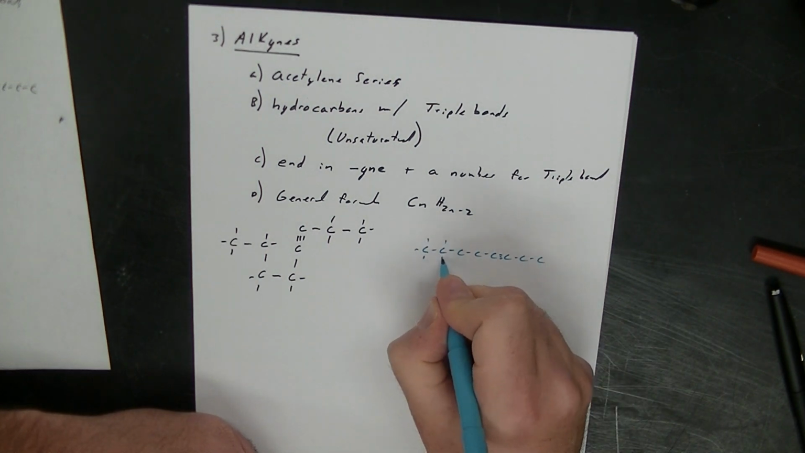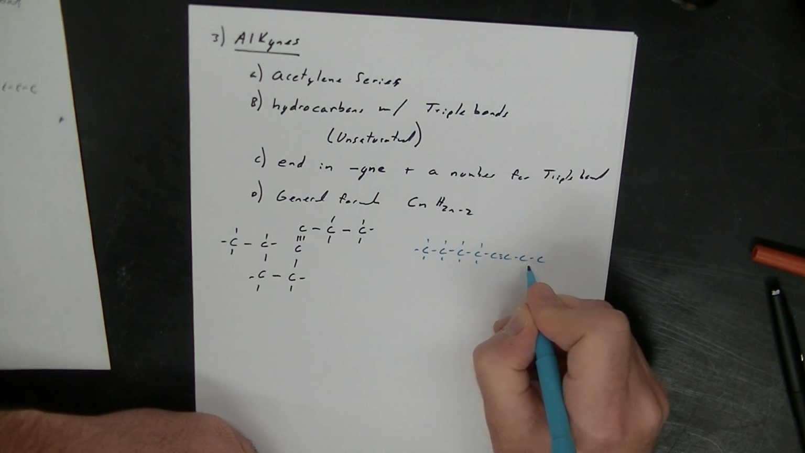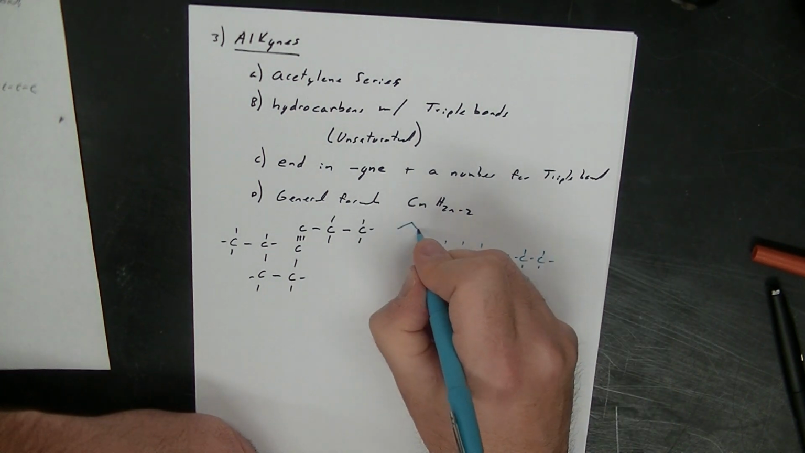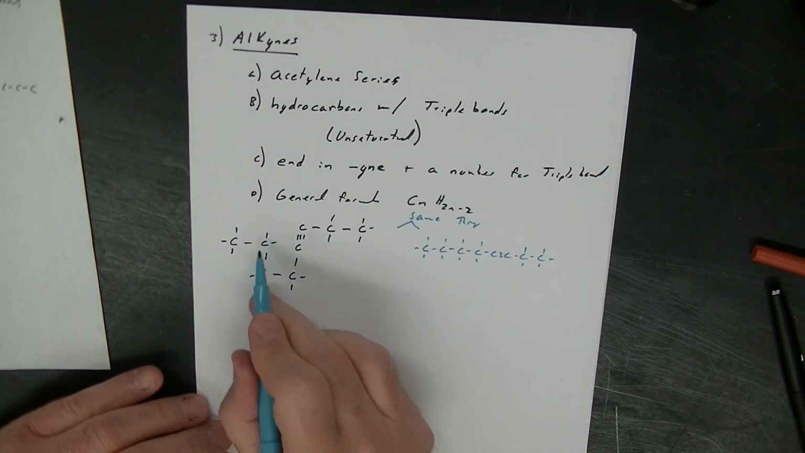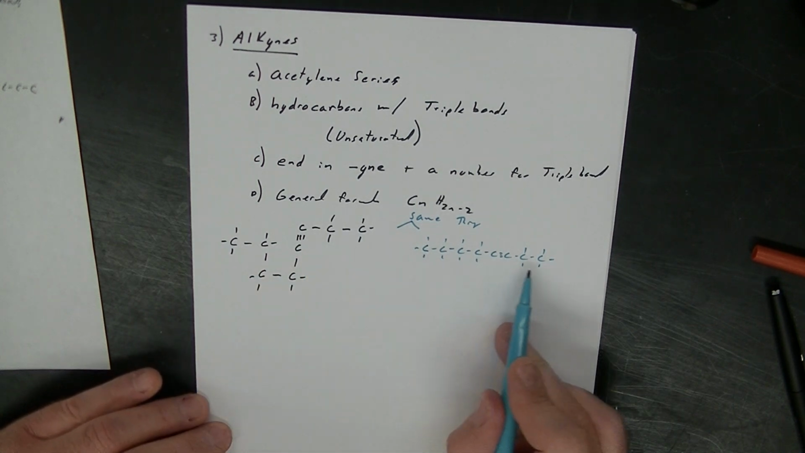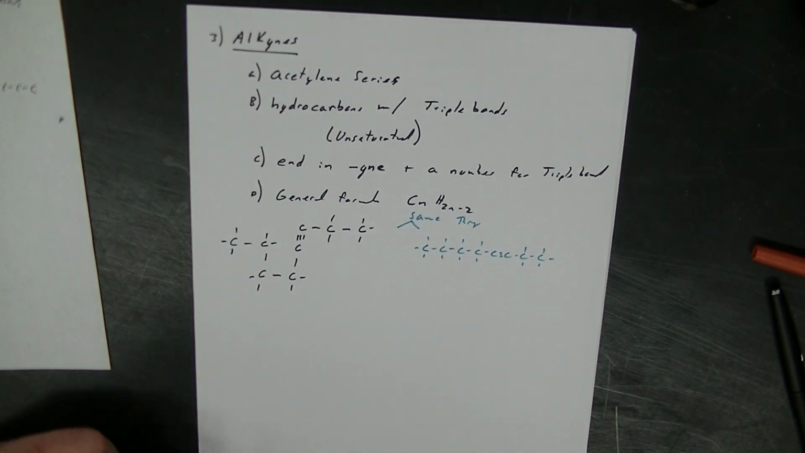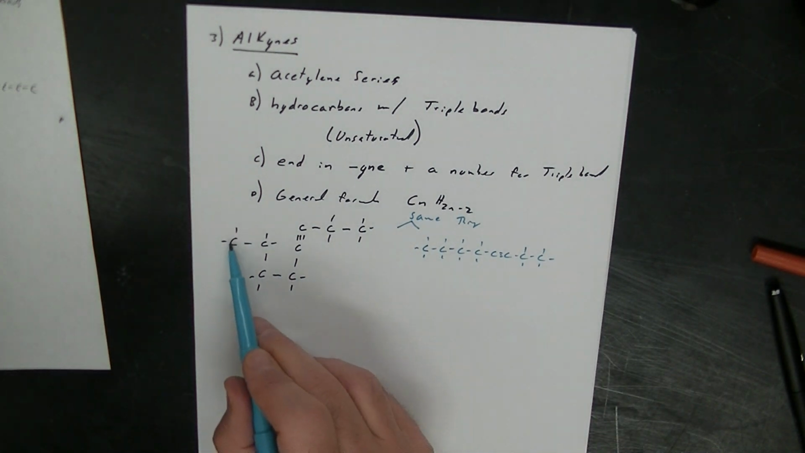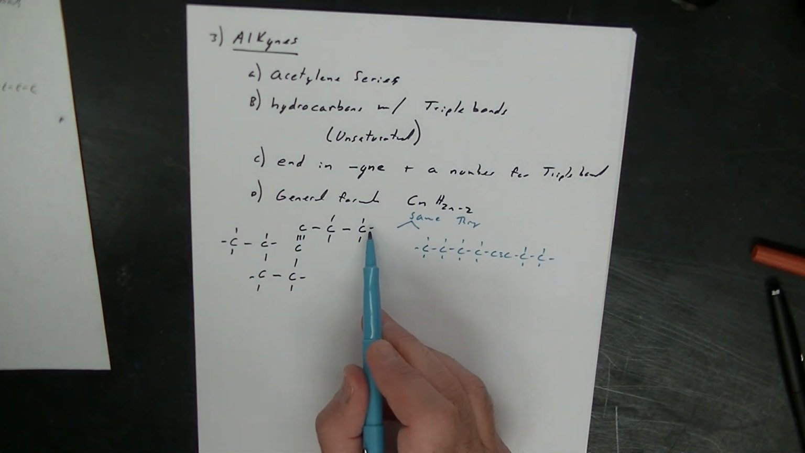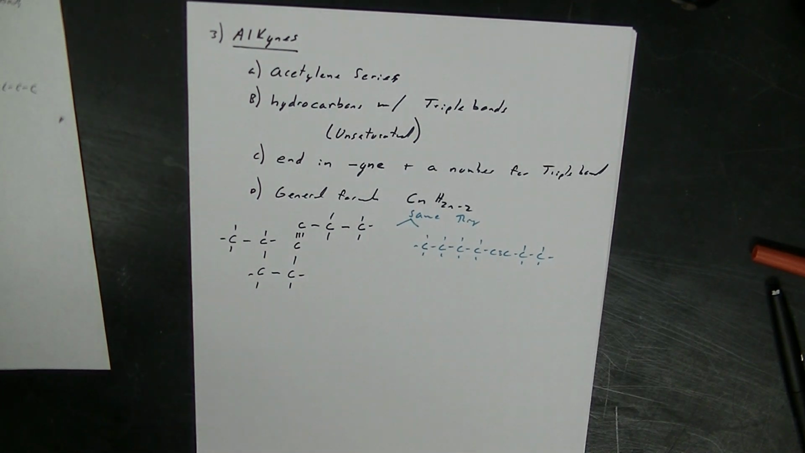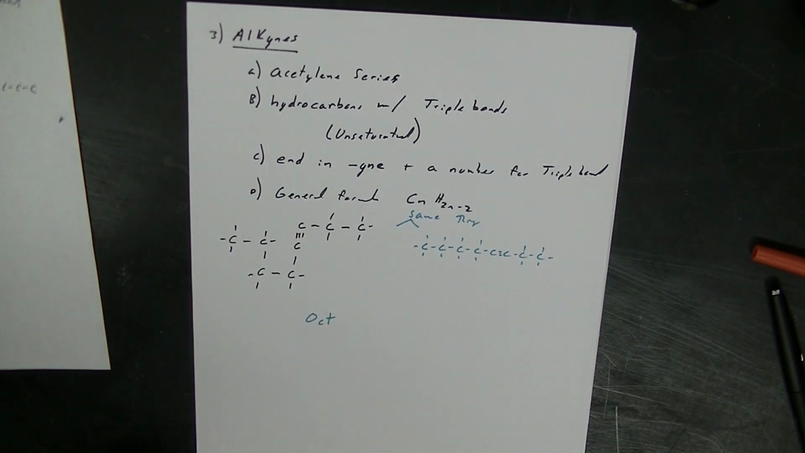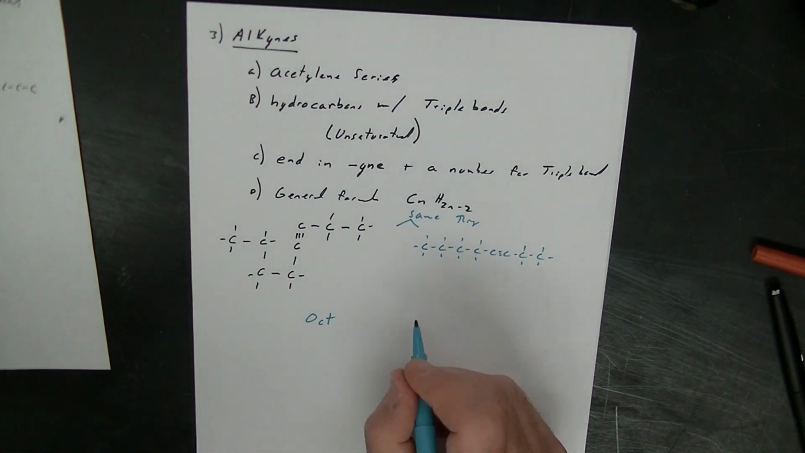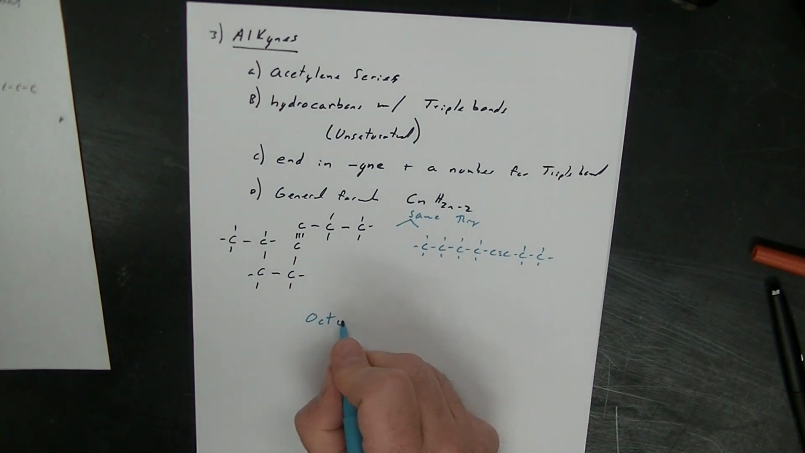Let me put these in. These two things are the same thing. Bending it doesn't change it; it's still just a straight chain. So we have 1, 2, 3, 4, 5, 6, 7, 8, 8 carbons in a row, which is an oct. We have one triple bond, so this is an octyne.